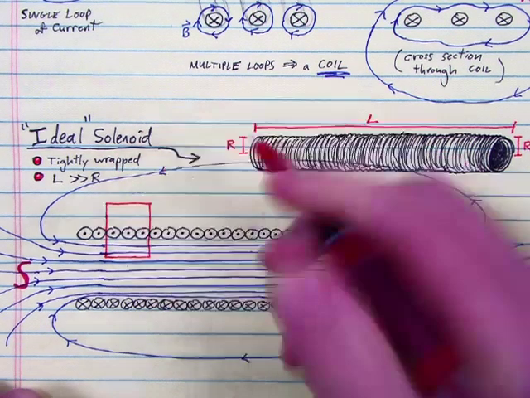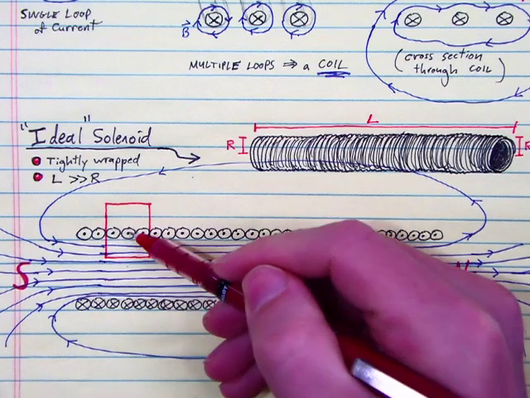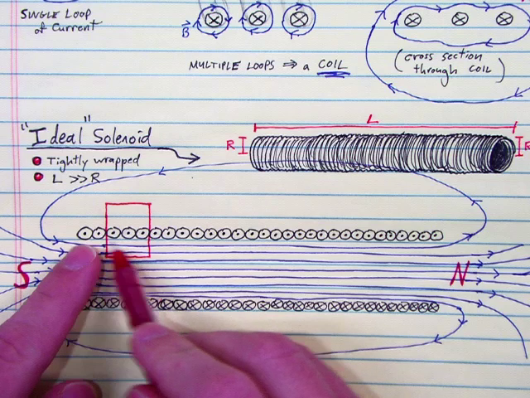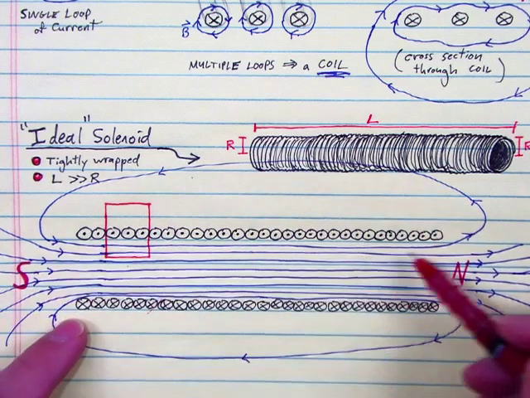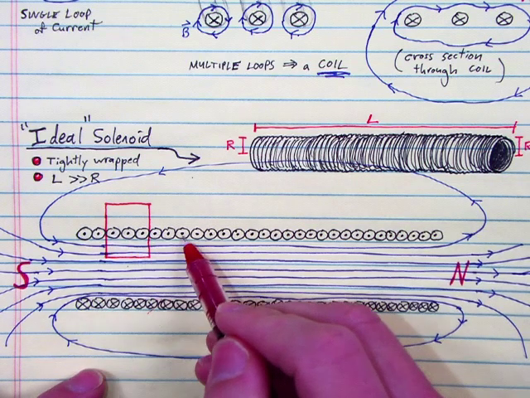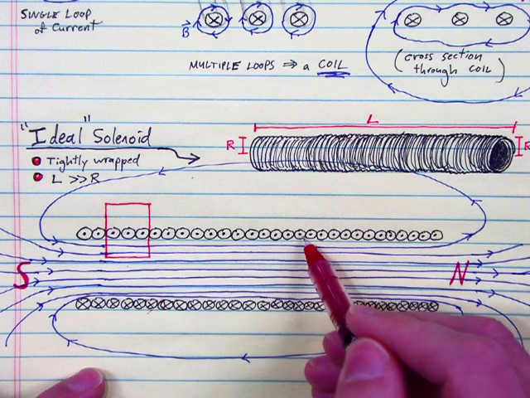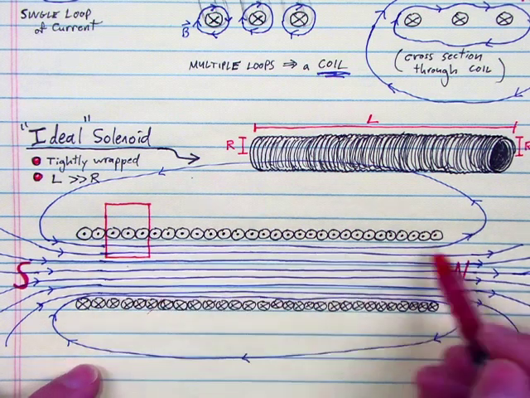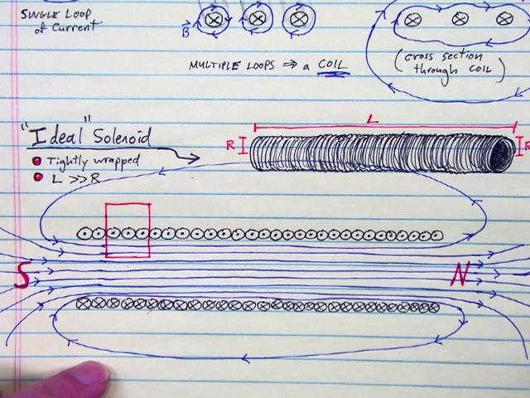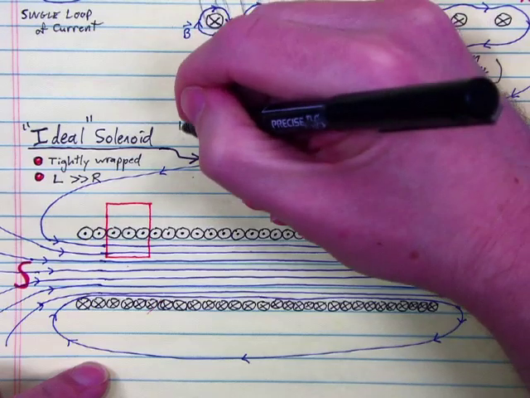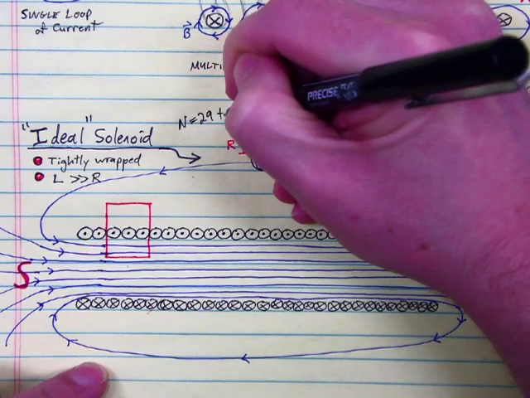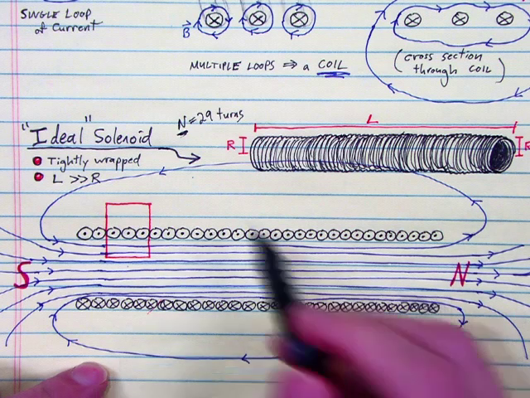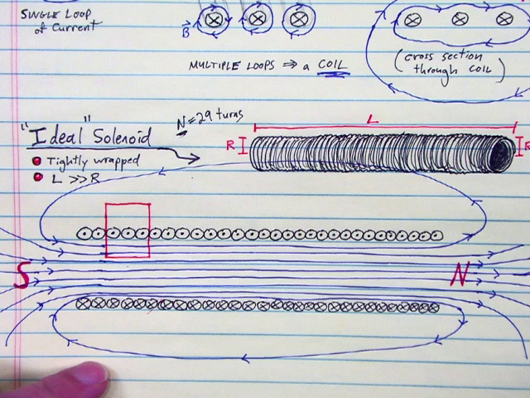turns of wire. We call each of these loops of wire a turn, another turn, another turn. So this very long solenoid has many, many turns in it. We could count them. 1, 2, 3, 4, 5, 6, 7, 8, 9, 10, 11, 12, 13, 14, 15, 16, 17, 18, 19, 20, 21, 22, 23, 24, 25, 26, 27, 28, 29. 29 turns in this solenoid that I've drawn. Let's make a note of that. N equals 29 turns for this case. We'll come back to that value, capital N, the number of turns, later.